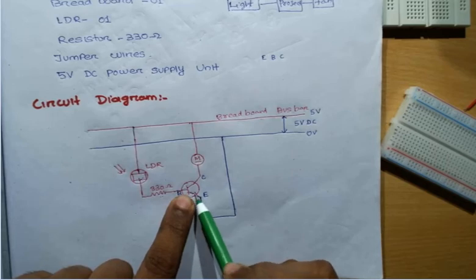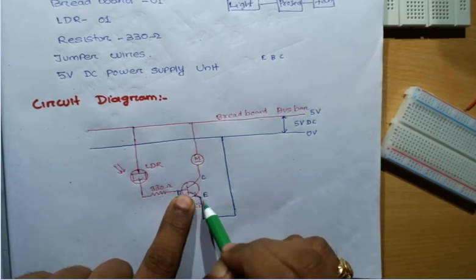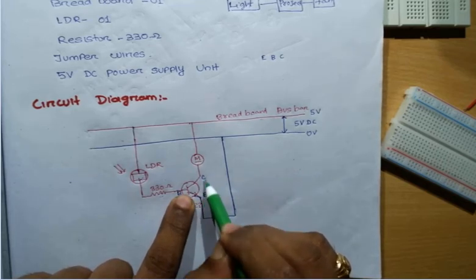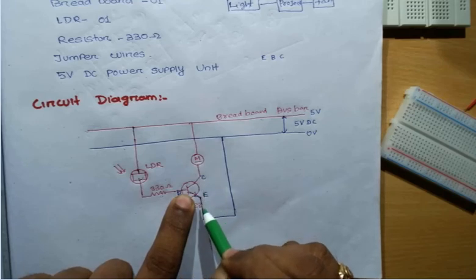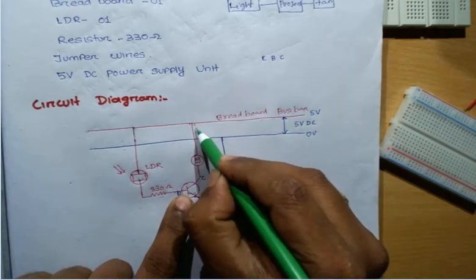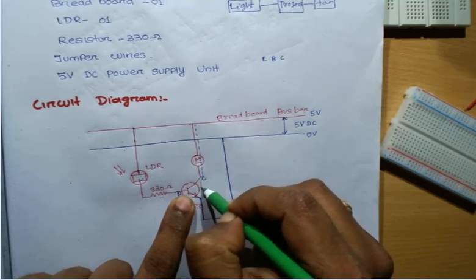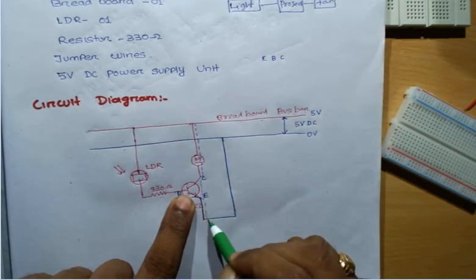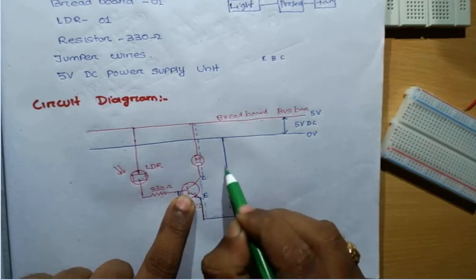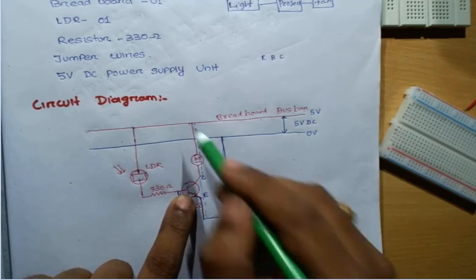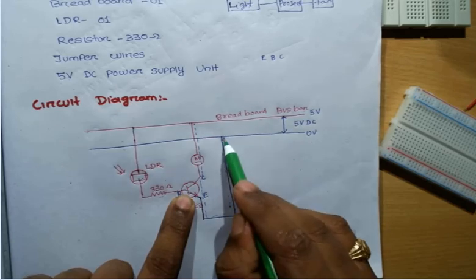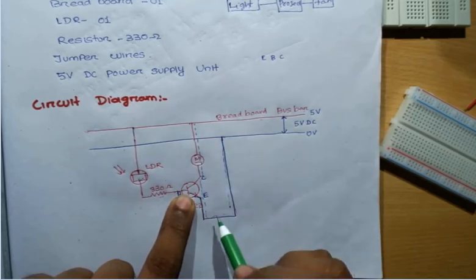As it is switched on, it means this path will also close. Now the current starts flowing from the motor through the transistor, then goes back to the blue line. It comes from red and goes to blue. But this does not happen when there is no light.